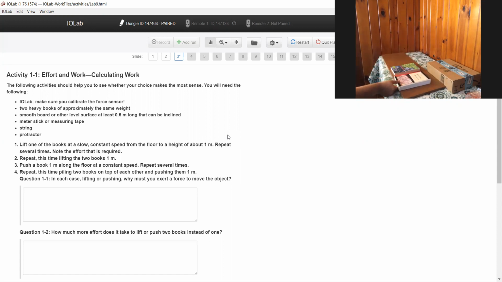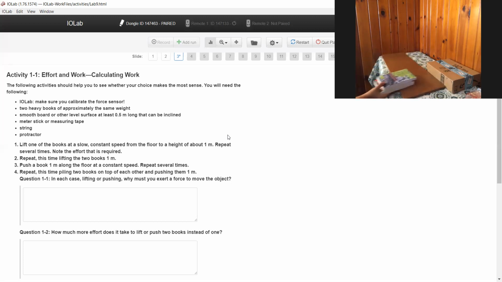And then, in the next one, repeat this time lifting two books. They are approximately the same weight. I'm measuring the effort that I need also. The same slow speed, same speed, and the same height, with two books now. Okay, I can lift it.